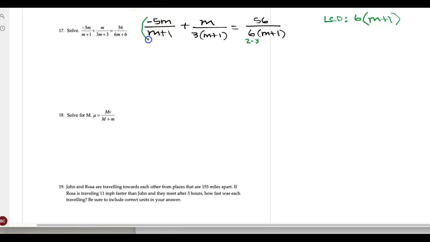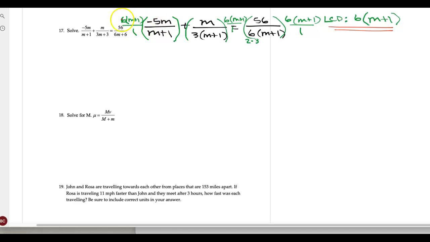So notice what I do here. I'm going to take this and multiply it by 6 times m plus 1, all over 1. Do the same thing with this second part, 6 times m plus 1, all over 1. And then the last one, same thing, 6 times m plus 1. This is the part where I said we can kill off the denominators, because we're multiplying each part by this LCD.